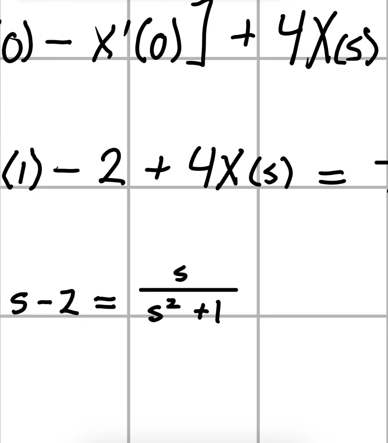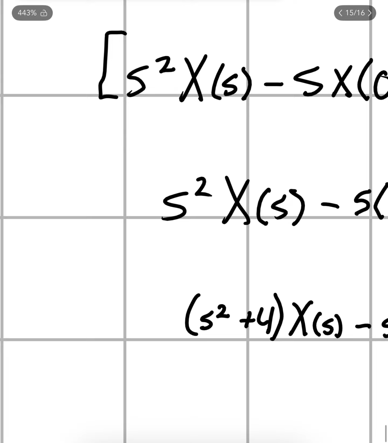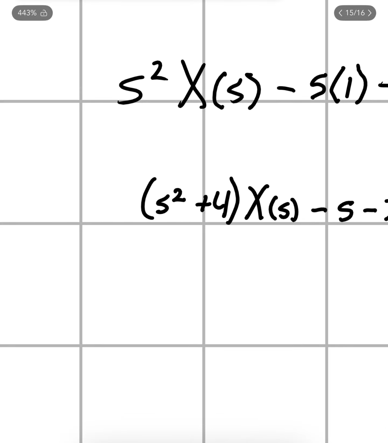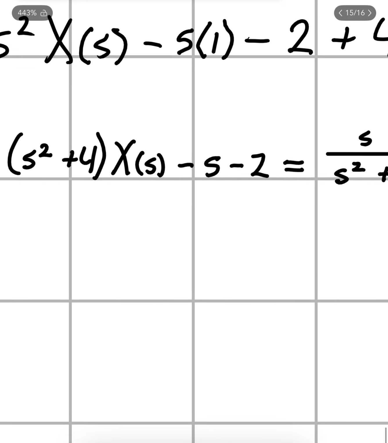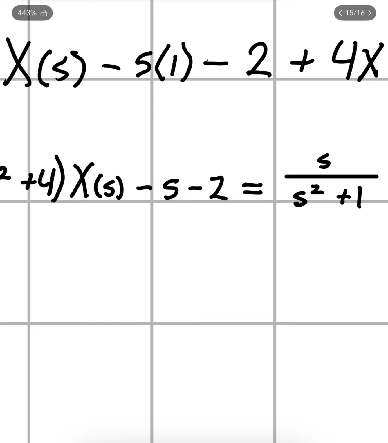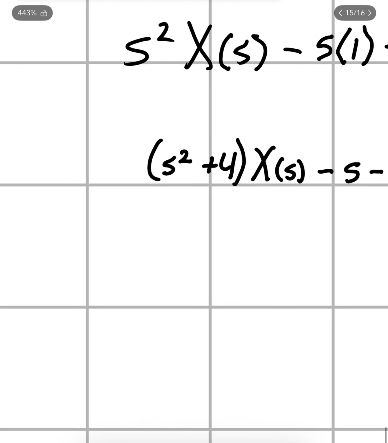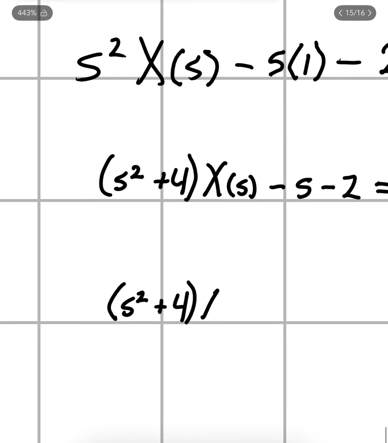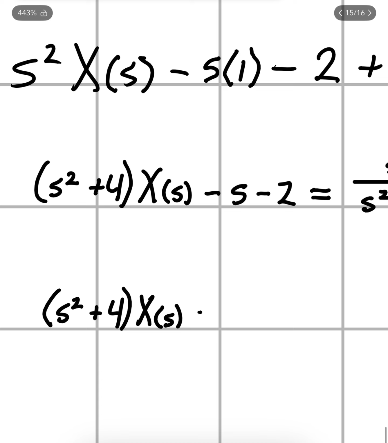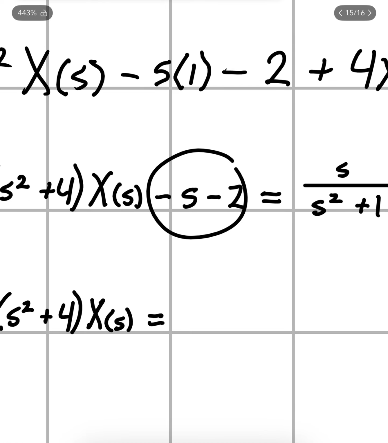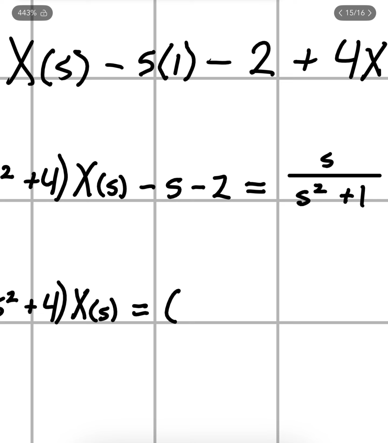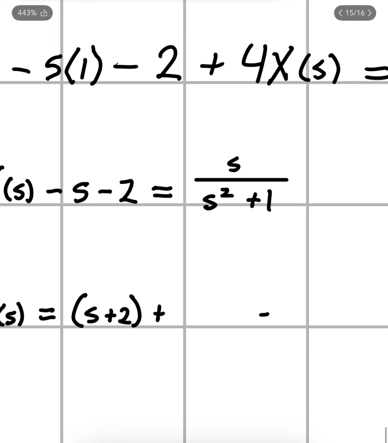Now we're going to solve for X of s. So we have to do a bit of algebra here. The first thing we can do is move these two over to the other side of the equal sign. So to start off, we will do s squared plus 4 times big X of s equals, when we move these over to the equal sign, they turn into positive, so we get s plus 2 plus s divided by s squared plus 1.